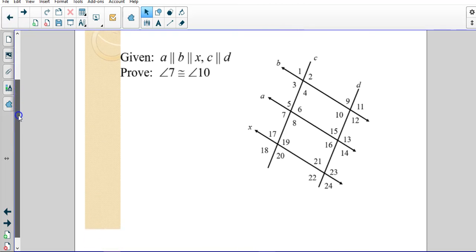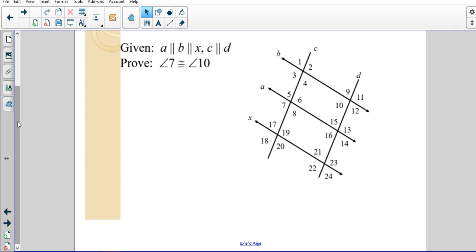Last but not least, I'll confirm. We're going from 7 to 10. Same given. A to B to X, and C parallel to D. Now, you can go any way you want. I'm going to go 7 to 13, alternate exterior. Angle 7 is congruent to angle 13. If the lines are parallel, alternate exterior angles are congruent.